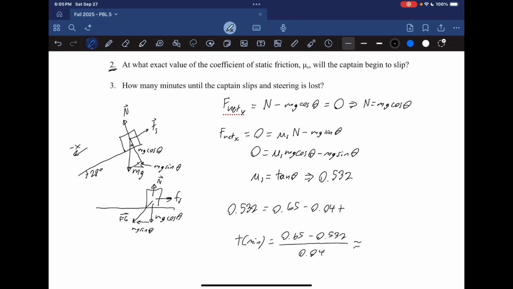And if you plug this into the calculator, 0.65 minus 0.532 divided by 0.04, it's roughly equal to 2.95 minutes. So that's how long it'll take for the static friction coefficient to drop down to that 0.532. At that point, the captain will start to slip and steering is lost.